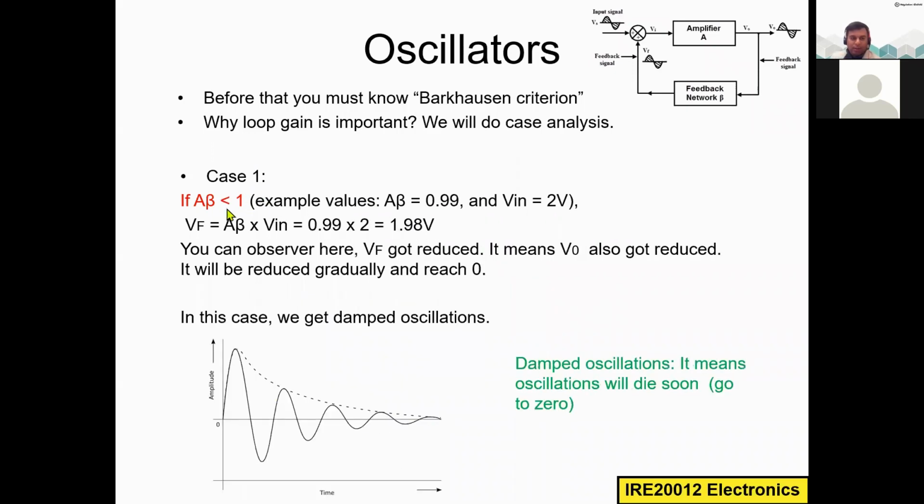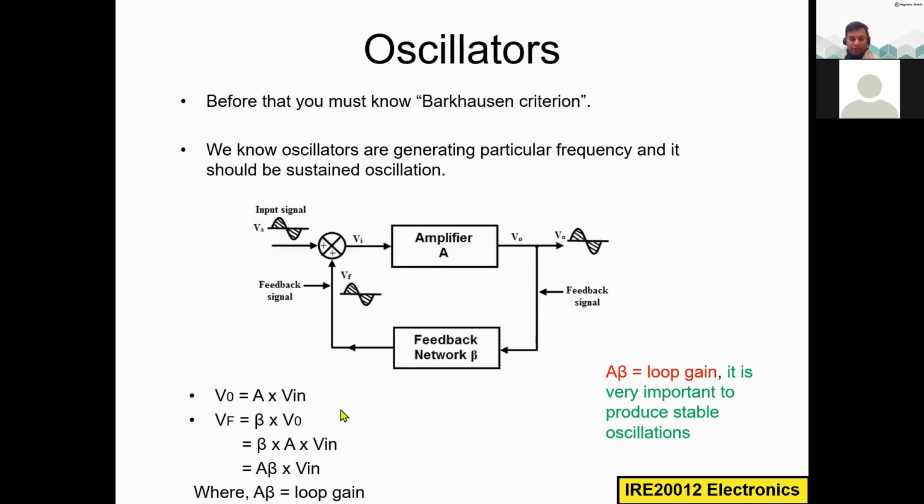For example, A beta is the loop gain. A is the gain of the amplifier stage, and beta is the gain of the feedback stage. The multiplication of both gains must be equal to 1. If it's less than 1, then the oscillation will die. It will just go down, and we saw some numerical examples based on the equation we derived.